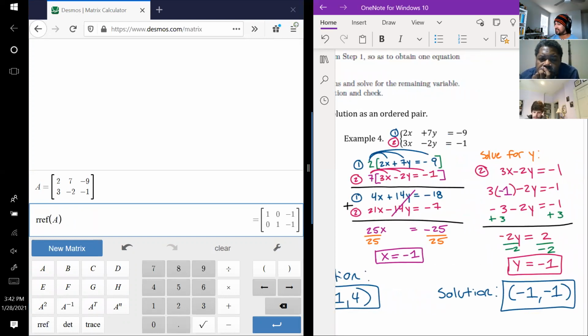Look how fast this is. If I hit enter, I already did it right there. Look at this. There's the answer. -1, -1. Instant. It's crazy. Good old Desmos. So that's one way you can check your work.